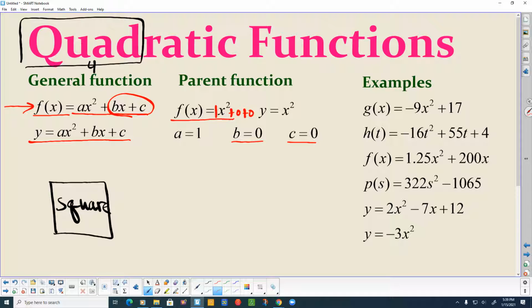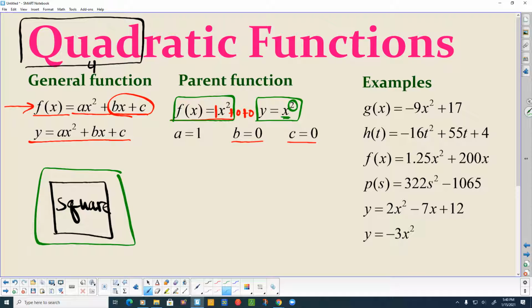Or it could be plain old y equals x squared, which is the same graph as f of x equals x squared. In order for it to be a quadratic function, you must have a square on your variable. A square on your variable. That's a quadratic function. Put that in your notes.